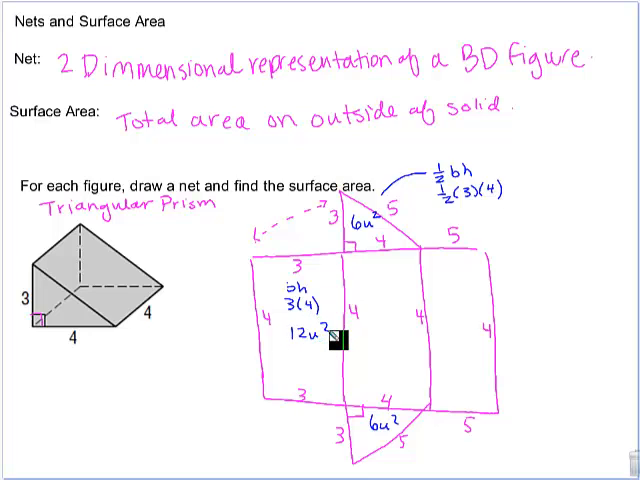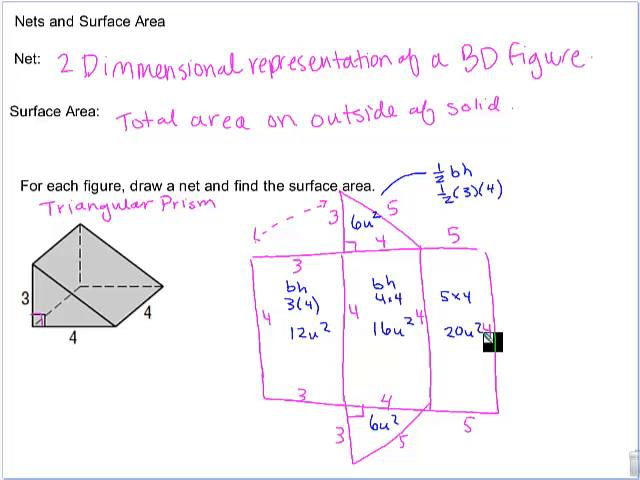Middle one, what is it? 16. How do you get 16? 4 by 4. Yep, it's a 4 by 4, so 4 times 4 is 16. And the last one's a 5 by 4, so 5 times 4 is 20.